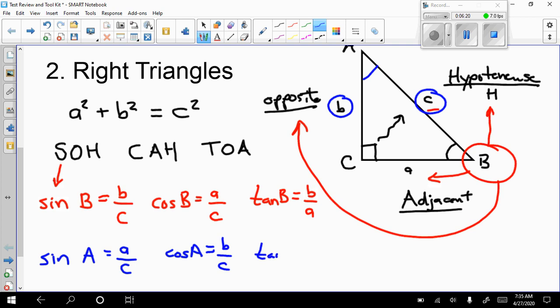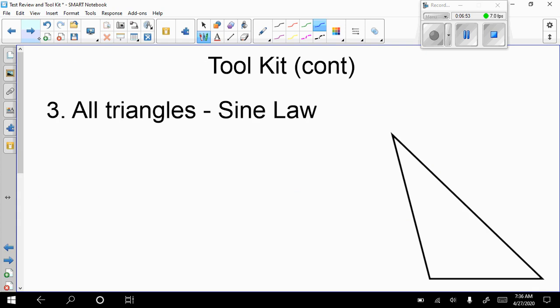And finally, tan of angle A is opposite, so little a over little b. So you always got to base these trig ratios on the angle that you're looking at. So what's opposite and what's adjacent will change depending on which angle you're looking at. But what we're going to see is that these trig ratios allow us to solve for sides and angles with right angle triangles. Okay, a couple more things in our toolkit.